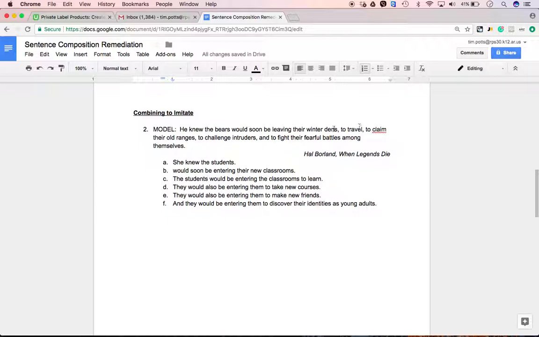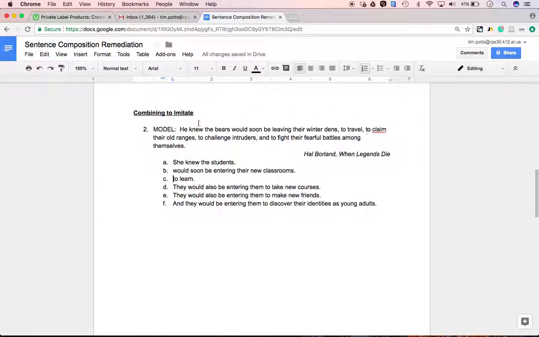And then, over here, to claim their old ranges. So down here, the students would be entering the classrooms to learn. Okay, actually I got it backwards. He knew the bears would soon be leaving their winter dens to travel. And you come down here, the students would be entering the classrooms to learn. So obviously we get rid of everything except for to learn, so that it imitates to travel. Because you have two groups of words that again start with the word to and have an action.